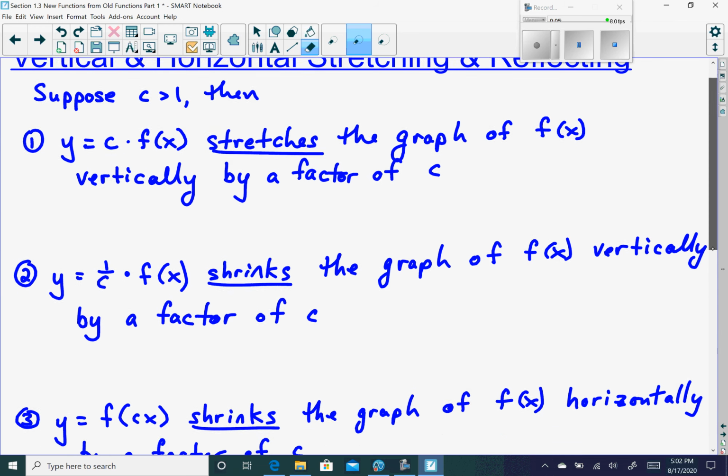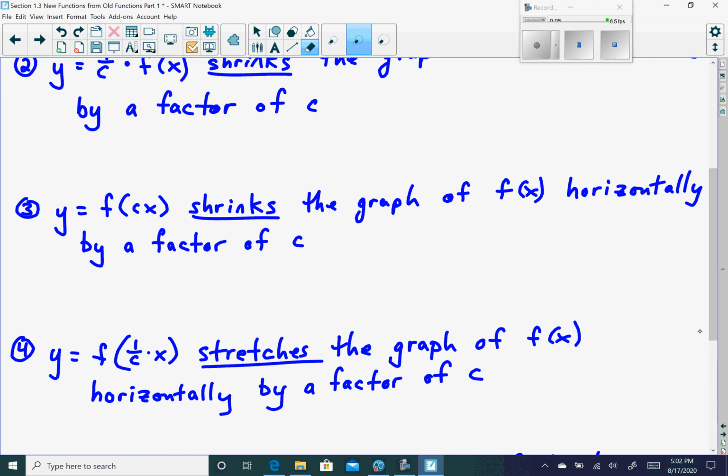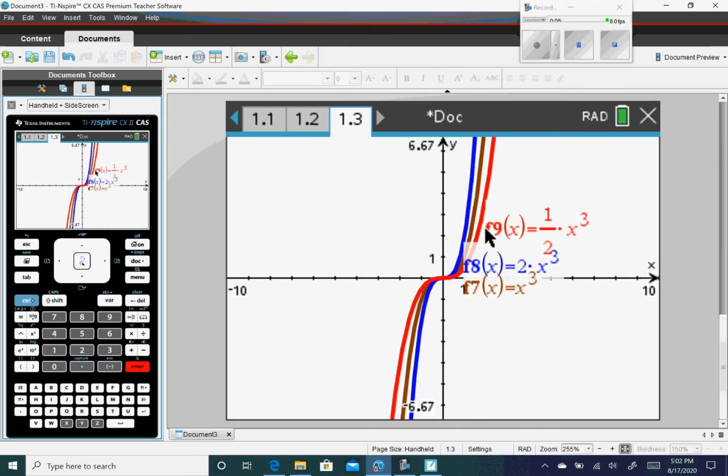So our next two facts are when we see c on the inside of the parentheses, as c itself and then as a fraction. If y is equal to f of c times x, this will shrink the graph of f of x horizontally by a factor of c. And then if y is equal to f of the reciprocal of c times x, this will stretch the graph horizontally by a factor of c. So let's take a look at those.